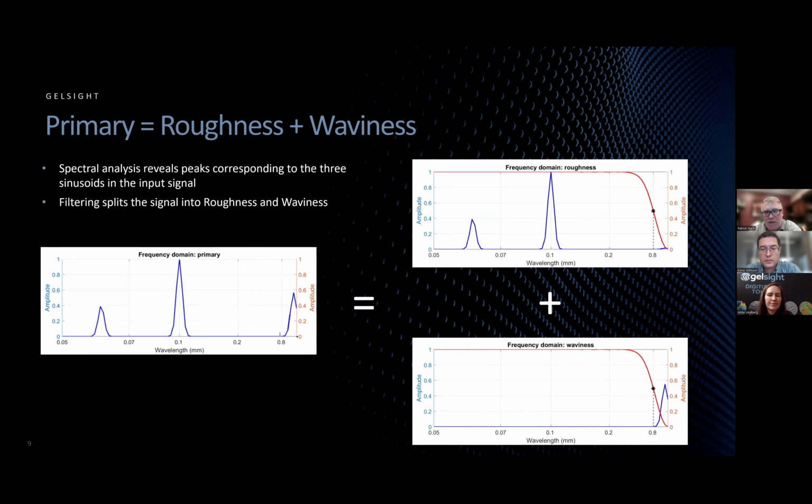Now, in the lower right, you can see the waviness filter allows only the long wavelengths larger than 0.8 millimeters. So all you're left with is that long wavelength component. And so you see the spike above 0.8. Now, in the top right is the roughness. So everything longer than 0.8 millimeters has been removed from the signal. And the roughness only has the wavelengths below that. So you still see those 2 spikes at 0.1 and 0.06.